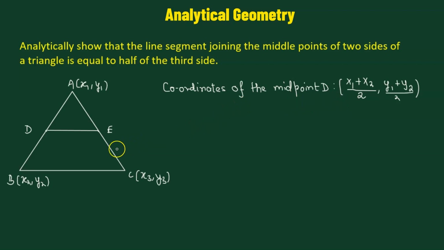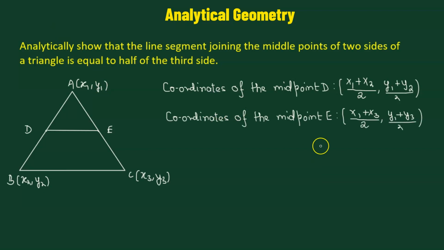Similarly, we can define the coordinates of the midpoint E. So that is going to be x1 plus x3 divided by 2, and the y coordinate will be y1 plus y3 divided by 2. Now, let's begin by finding the length of DE. To find it, we will use the distance formula.